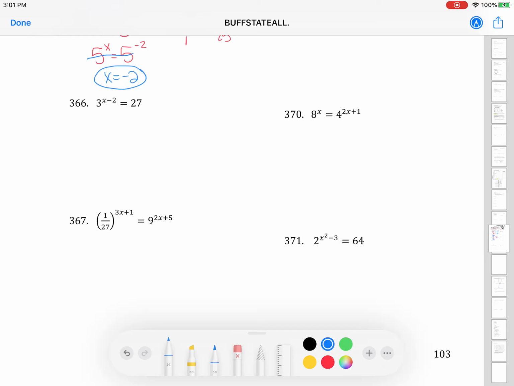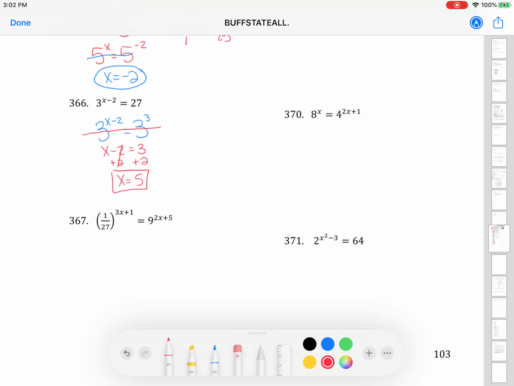Okay, practicing a couple more. So 366, 3 to the x minus 2 equals 27. You can't turn 3 into 27 by raising it to a power. So what you have to do is bring down 3 and know that 3 is going to be your base. 3 to what power will get you 27 is really the question you're asking yourself. It's going to be 3 to the third power. And now that I have my common bases, those cross out and I bring down my exponents. x minus 2 equals 3. To get the x by itself, I add that 2 to both sides, and I get x equals 5.